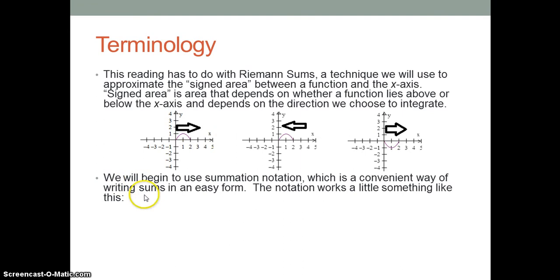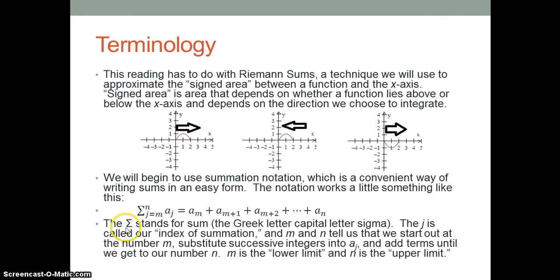We will also begin to use summation notation, which is a convenient way of writing our sums in easy form. We studied that when we were in pre-calculus. If you remember, it's got our lovely capital sigma here. And we're going to say, with our index, we're going to go from j equals m to n of a sub j. And so that means start at a sub m, our lowest value, and go all the way up to a sub n, which is our highest index value.